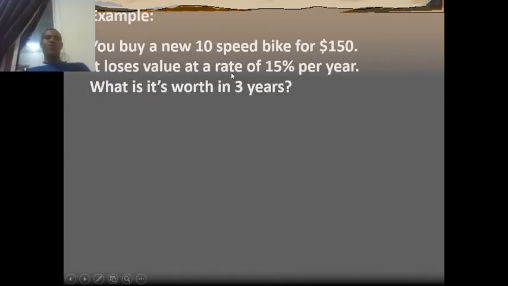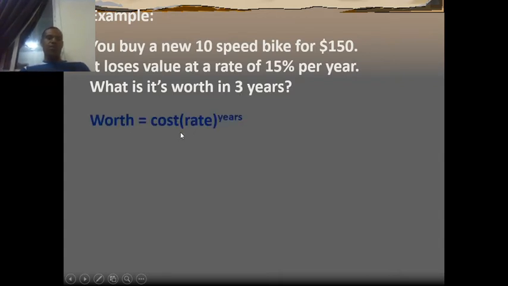Example: you buy a new 10-speed bike for $150. It loses value at a rate of 15% per year. What is it worth in 3 years? Okay, so what will you make? You will make 10 because you buy a new 10-speed bike. Each bike costs 150. You multiply by the price, then you will make 1 minus 15%, in 3 years, to the power 3.